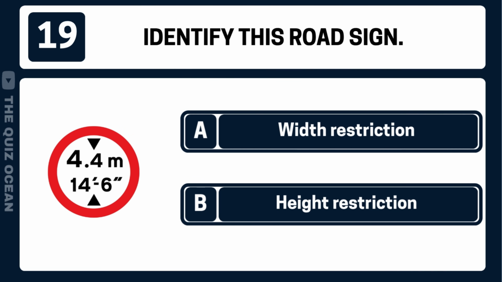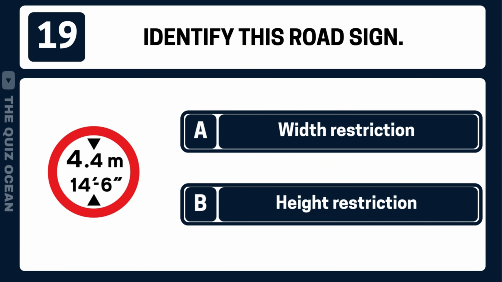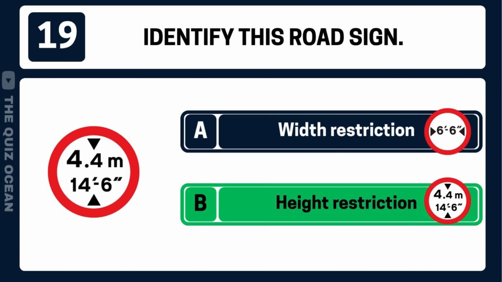Identify this road sign. A. Width restriction. B. Height restriction. The answer is B. Height restriction.